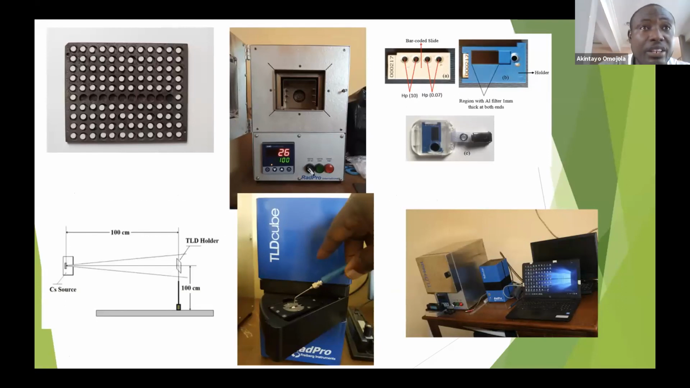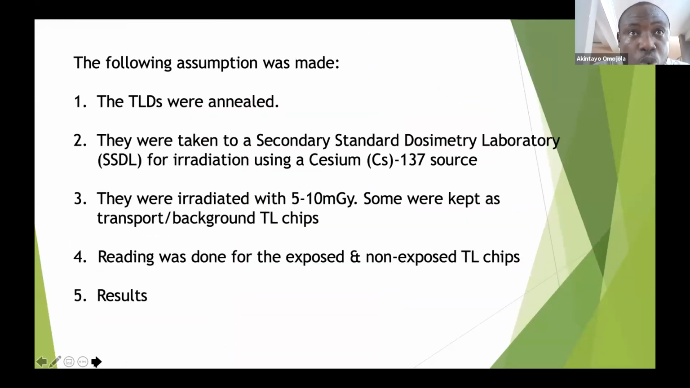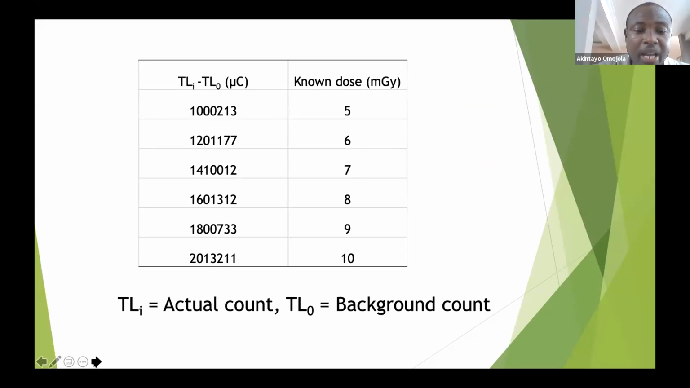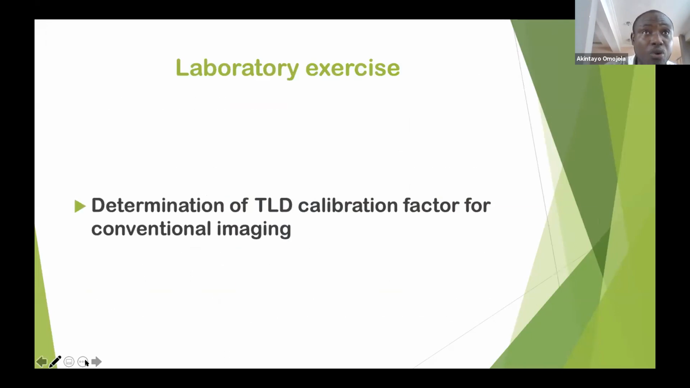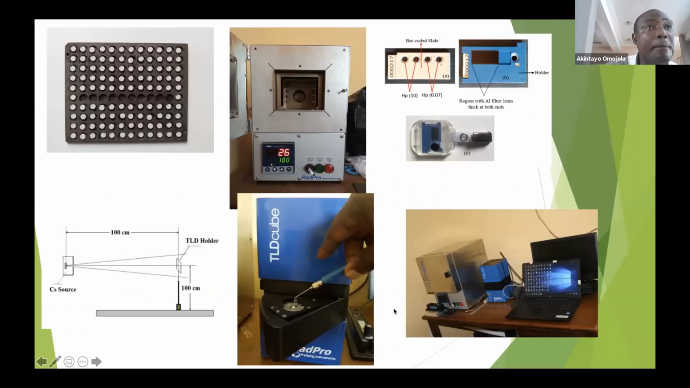After these chips have been irradiated to known doses, 5, 6, 7, 8, 9, 10 milligray, we are going to bring them back, and definitely we are going to read each one of them. This is the device we actually use in reading them. You can see the chips here. Under this is a thermal, a heating medium, and then your electrons will be counted. This is practically the setup. So reading was done for the exposed and non-exposed TL chips.